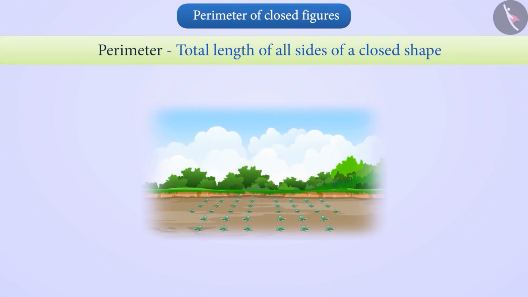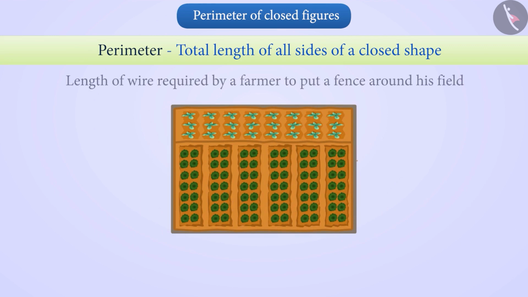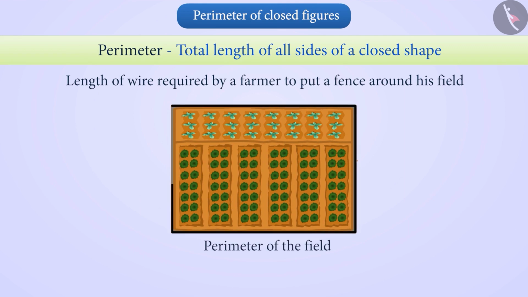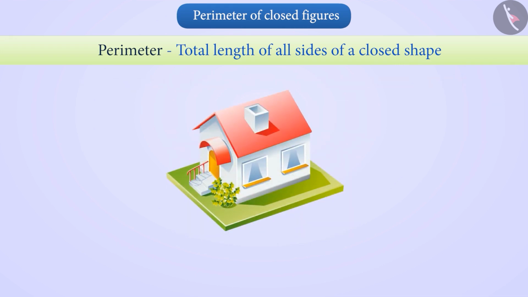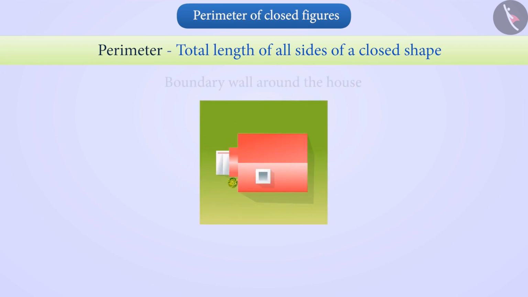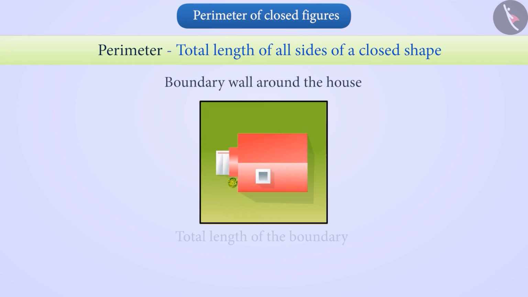The understanding of perimeter helps us in many situations. For example, to know the length of wire required by a farmer to put a fence around his field, he needs to find the perimeter of the field. Similarly, if a person wants to build a boundary wall around his house, then it is necessary to know the total length of the boundary, that is, the perimeter. On knowing the perimeter, he can find the cost of constructing the boundary wall.